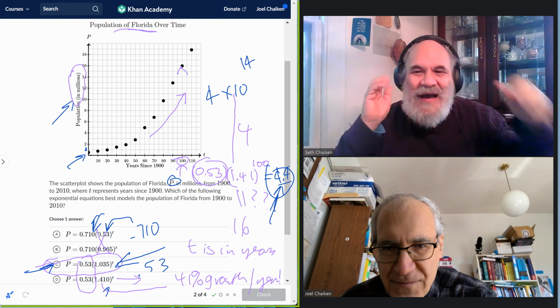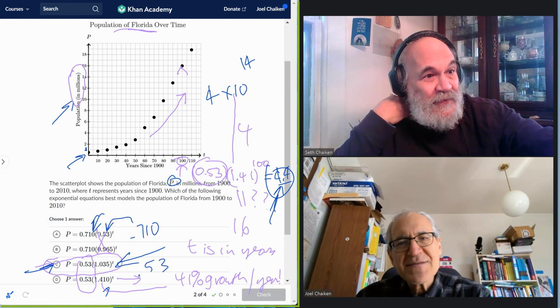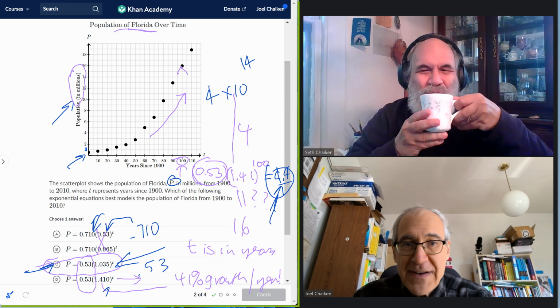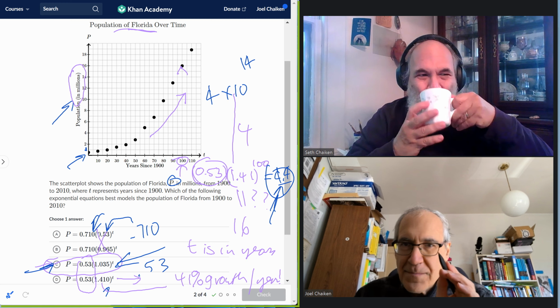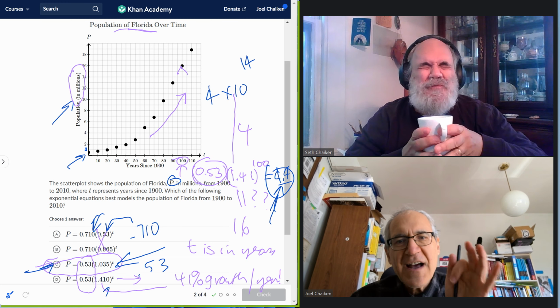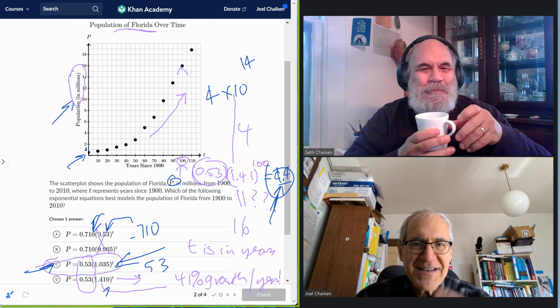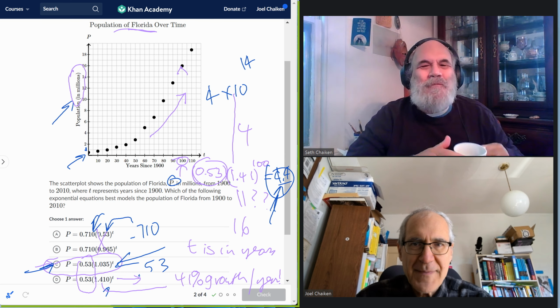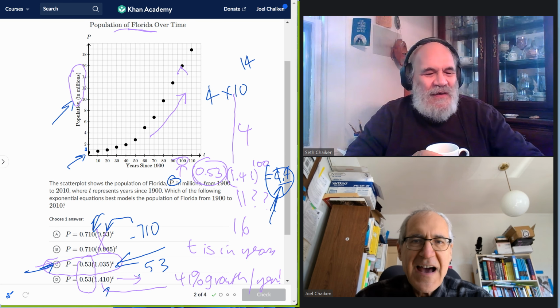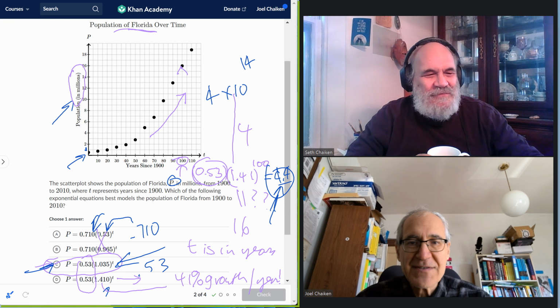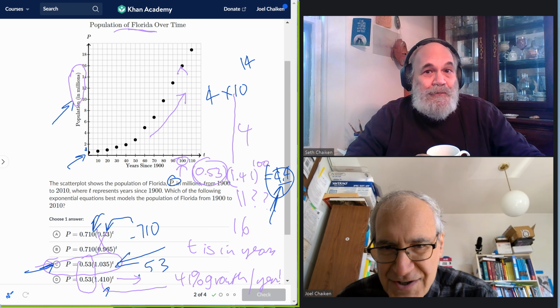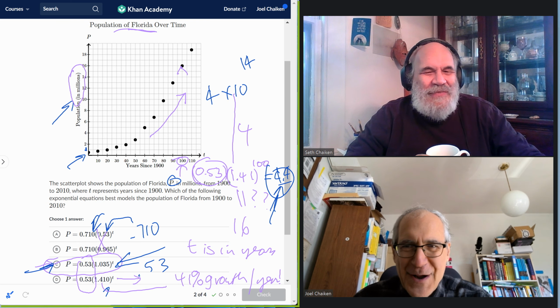So 4.4 made no sense, which means when you're doing a word problem, your brain has to work in parallel and always ask at every point, does the number make sense? Does the number make sense? And when the number doesn't make sense, you stop and you say, what am I missing? And this made no sense at all, just getting the number 4.4.